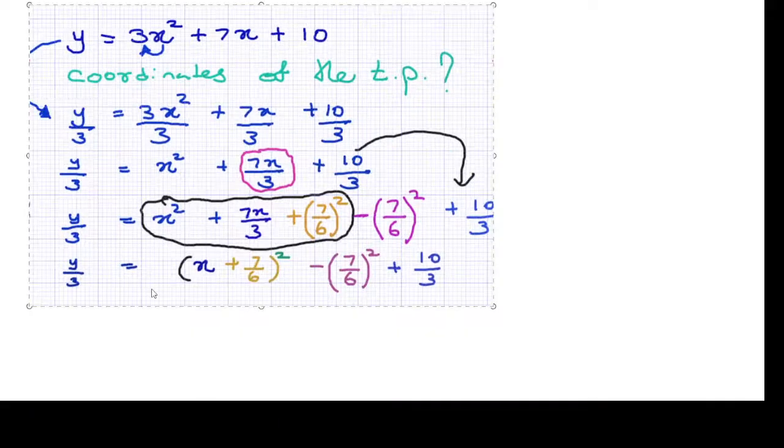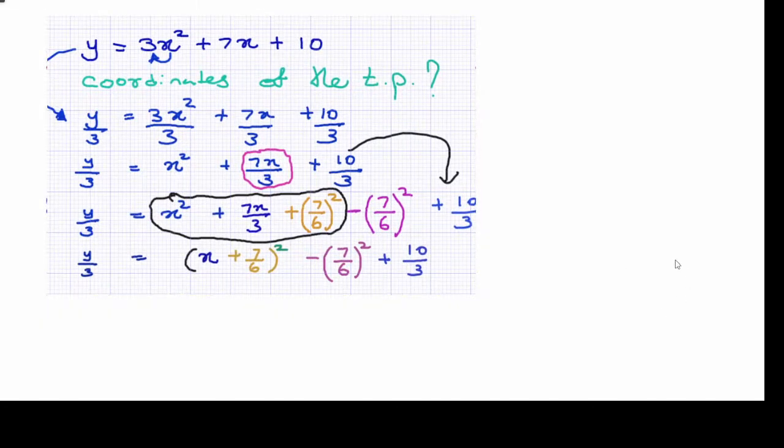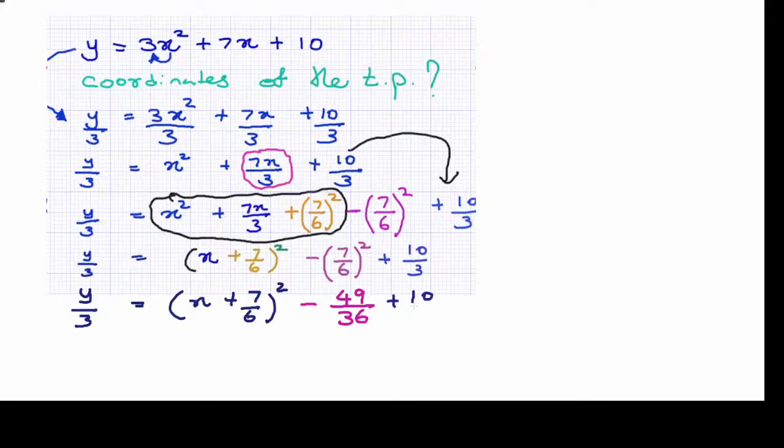All right. So what do we do next? We're going to write y/3 equals (x plus 7/6) whole thing squared. What is 7/6 squared? 7 squared is 49 and 6 squared is 36, plus 10/3. Then we get y/3 equals (x plus 7/6) whole thing squared.